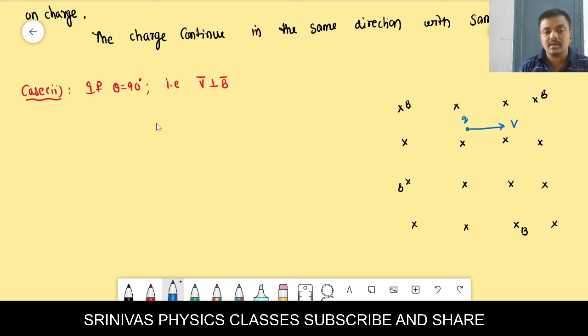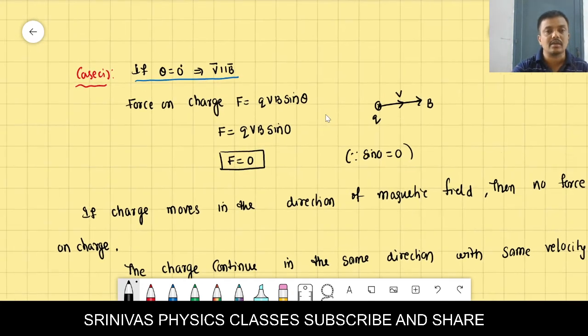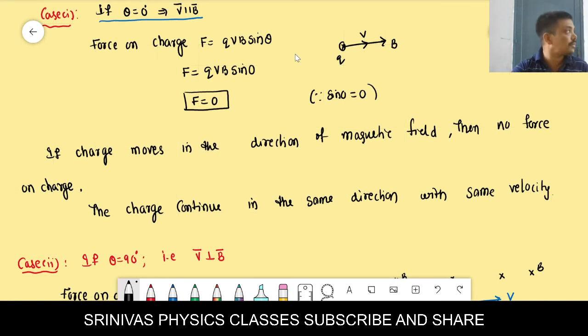Then at that moment, what is the force on the charge? In this case, we can find out the force on the charge. It is very simple. The force on charge formula is F = QVB sin theta. In the previous case, when velocity is parallel to the magnetic field, the force becomes minimum.